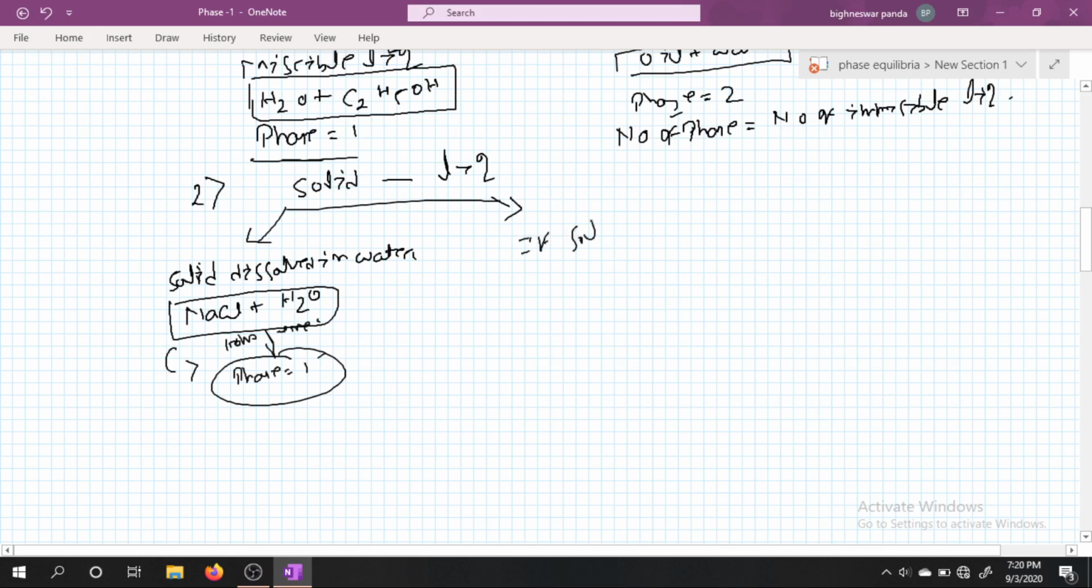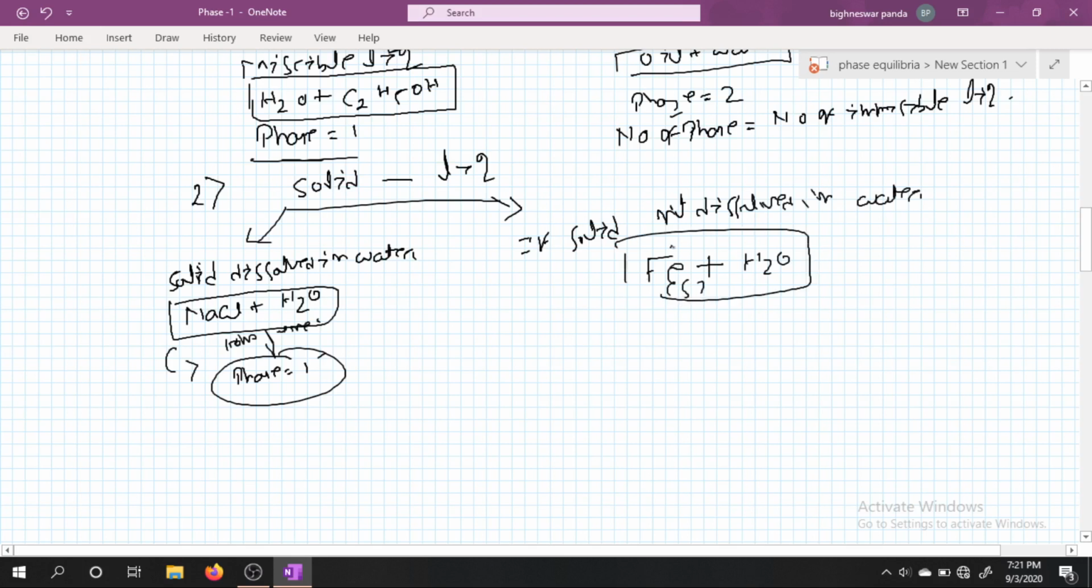If the solid is not dissolved in water, I can write Fe plus H2. Fe is solid. So this is one phase, it is another phase. So here phase equal to 2.